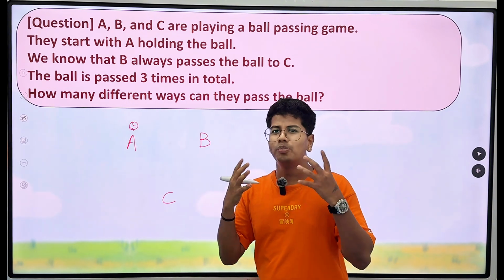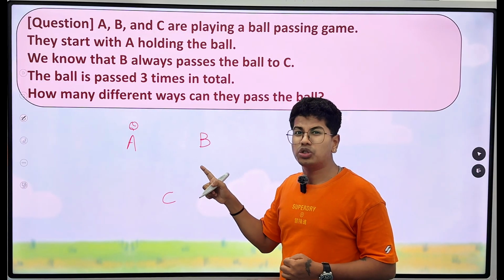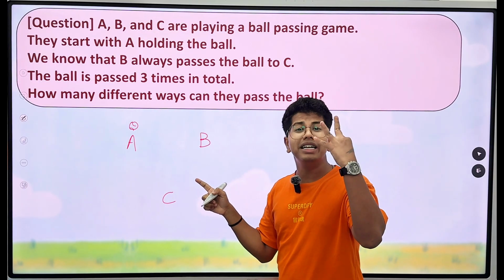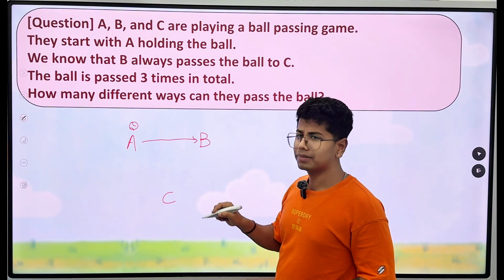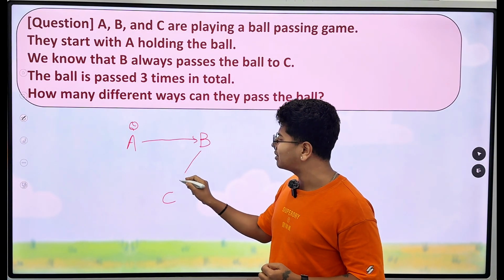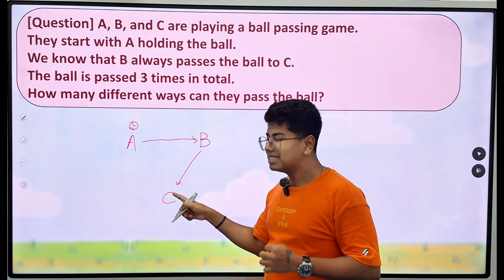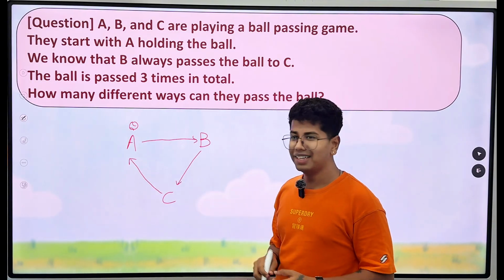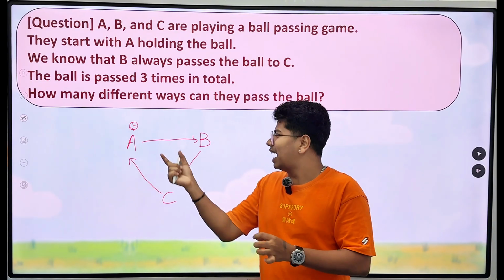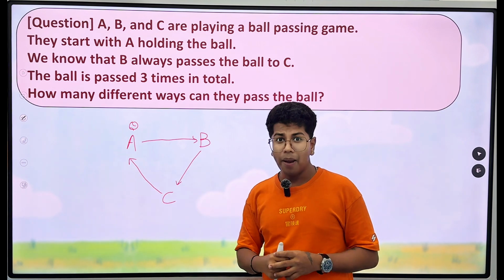Now he has to pass. But the question is, B only passes to C and the pass is made 3 times. Now how? Let's say A passes to B, but B only passes to C. So this is the pass for the first time, this is the second time, and now let's say for the third time. So this is one way, that is A passing to B, B passing to C and C passing to A.